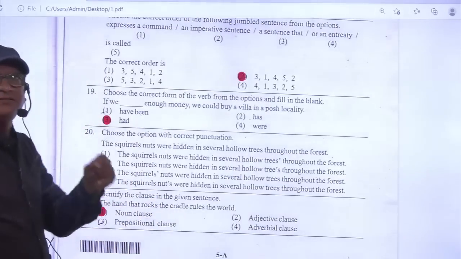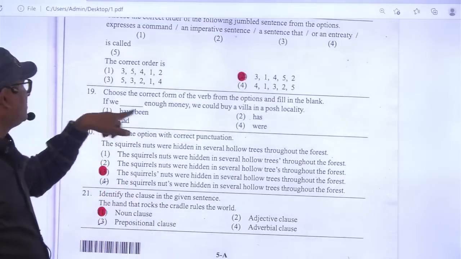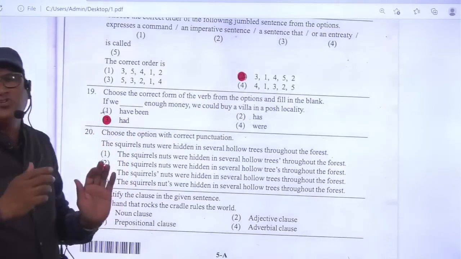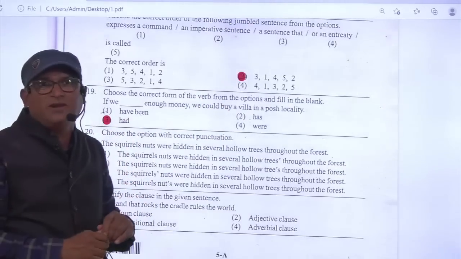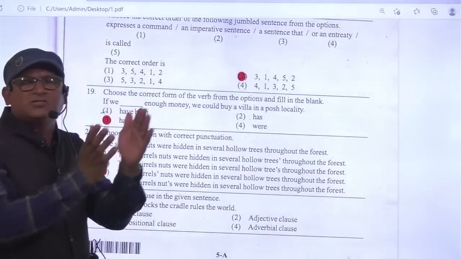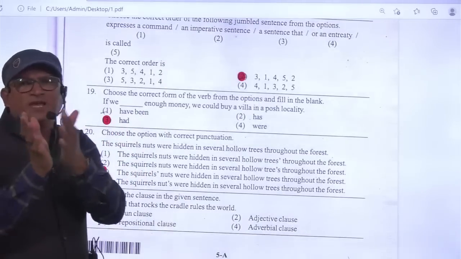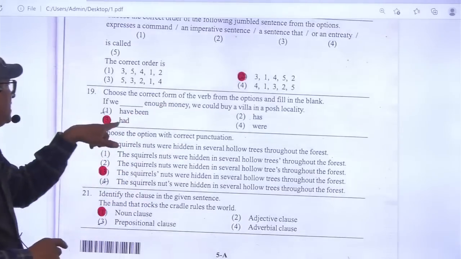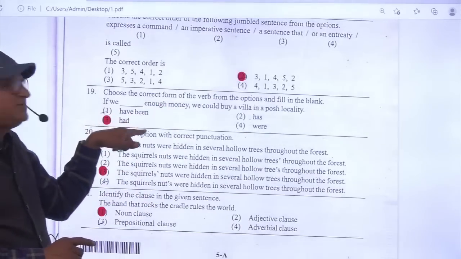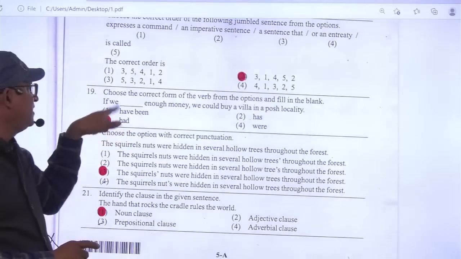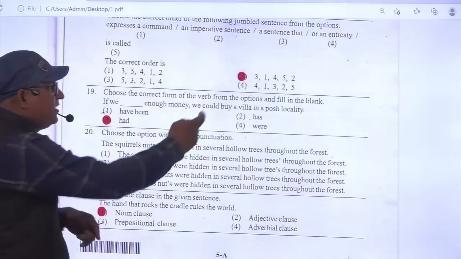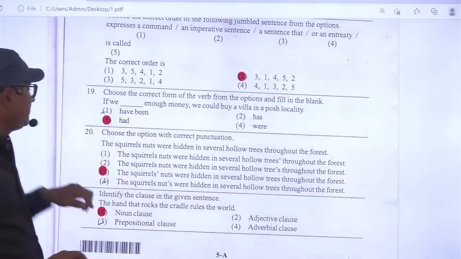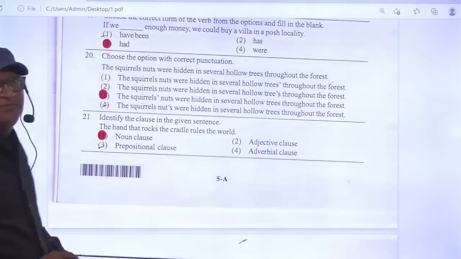So could buy is the total statement, and the 19th question belongs to the unreal conditional statement. The unreal conditional sentence is nothing but if plus simple past tense, followed by would or should or could plus verb V1. That's why if plus V2 form, past tense, is required, and had is the right answer. Understand? If we had enough money, we could buy. Could plus V1 is followed by past tense only. That's why 3 is the right answer. And let's go for question number 20.